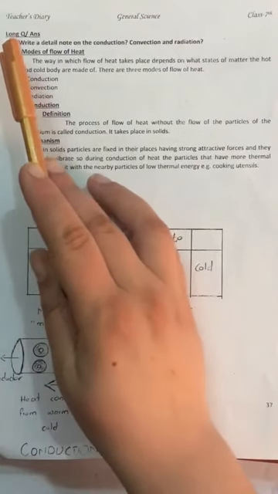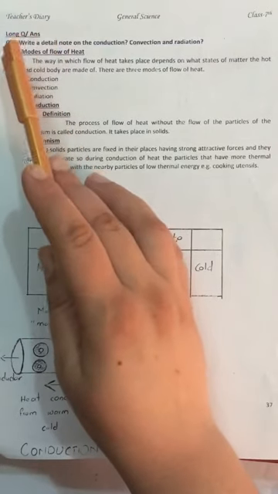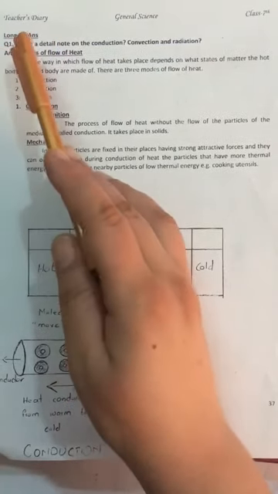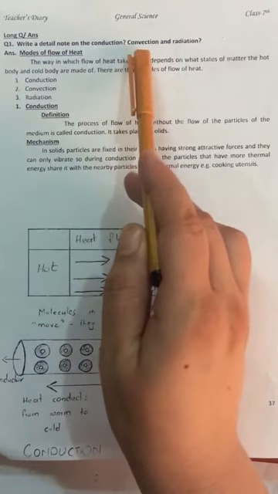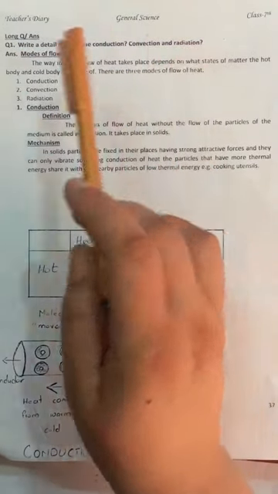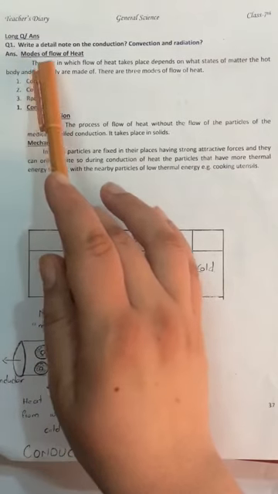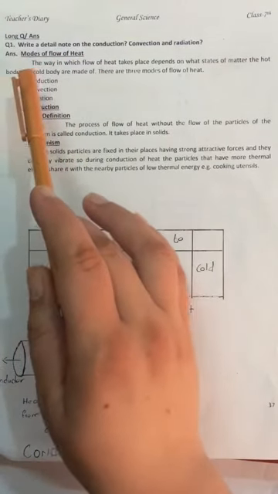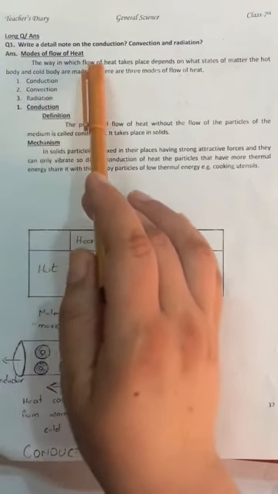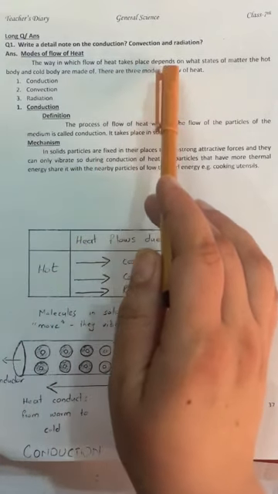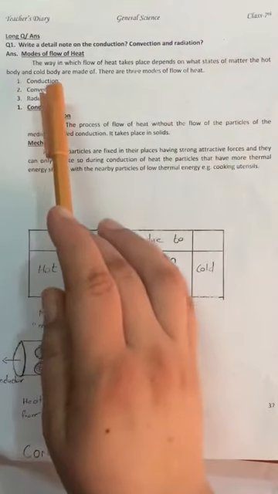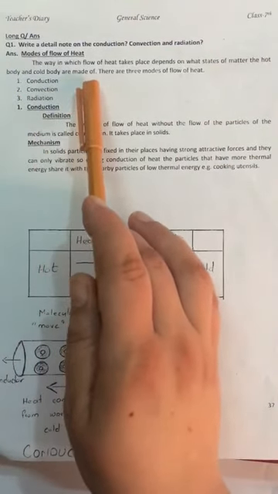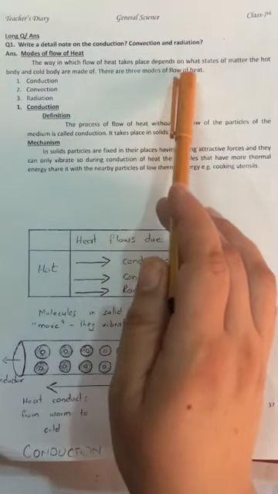Students, now give the heading of long question answers. Question number 1. Write a detailed note on the conduction, convection and radiation. Answer. Mode of flow of heat. The way in which flow of heat takes place depends on what states of matter the hot body and cold body are made of. There are 3 modes of flow of heat.